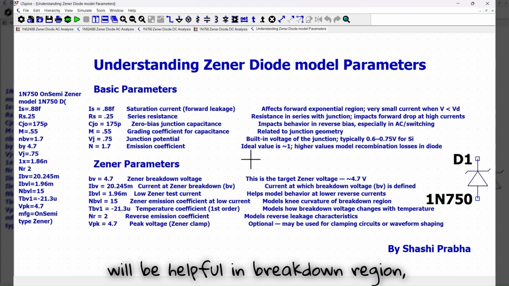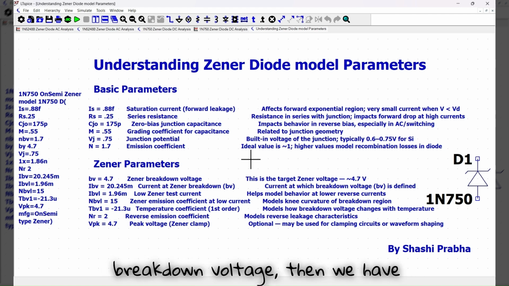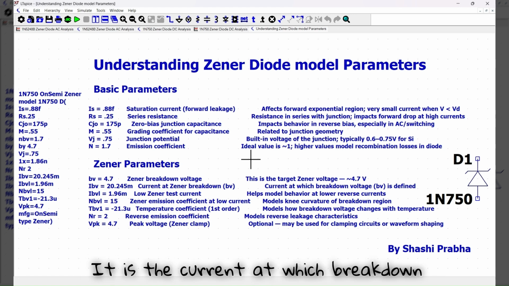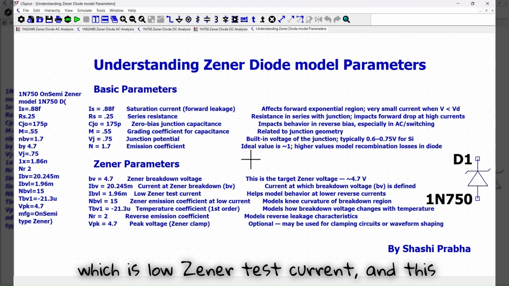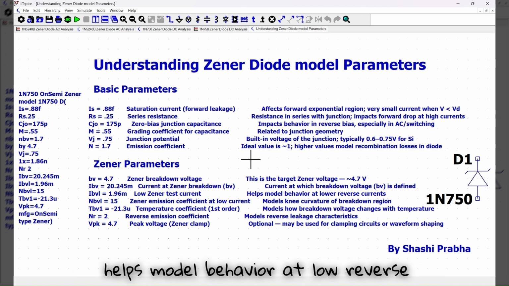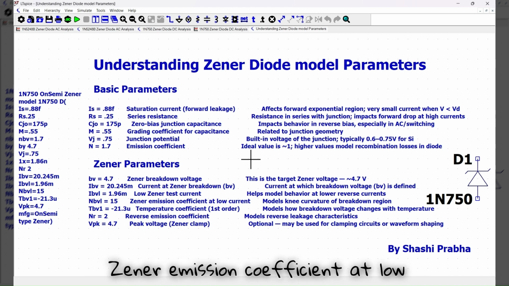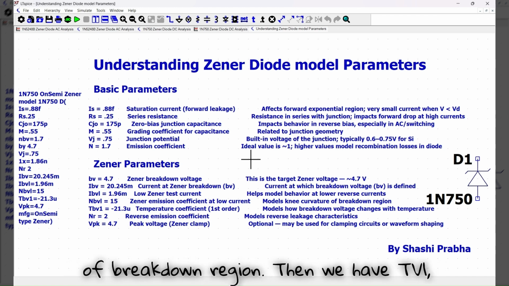Then we have Zener parameters, which will be helpful in the breakdown region, such as BV, which is Zener breakdown voltage. Then we have IBV, which is current at Zener breakdown. It is the current at which breakdown voltage is defined. Then we have IBVL, which is low Zener test current, and this helps model behavior at low reverse currents. Then we have NBVL, which is the Zener emission coefficient at low current, and it models the knee curvature of the breakdown region.